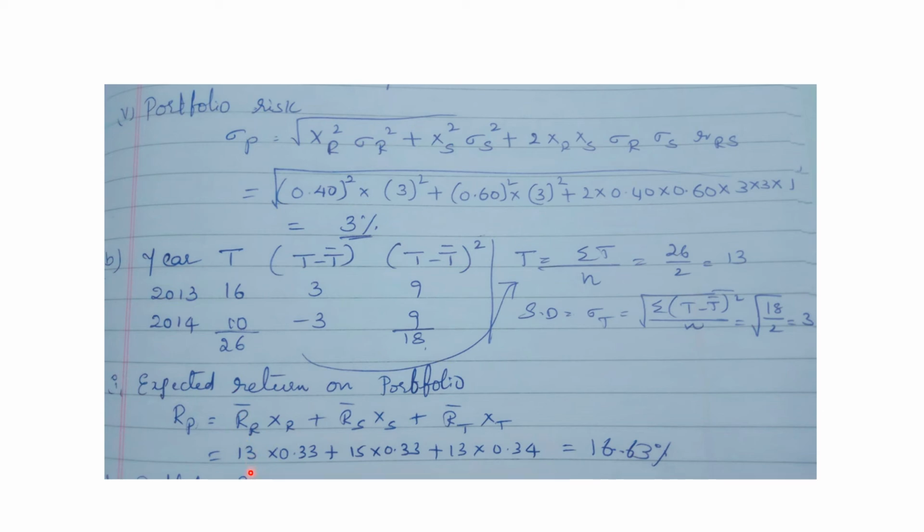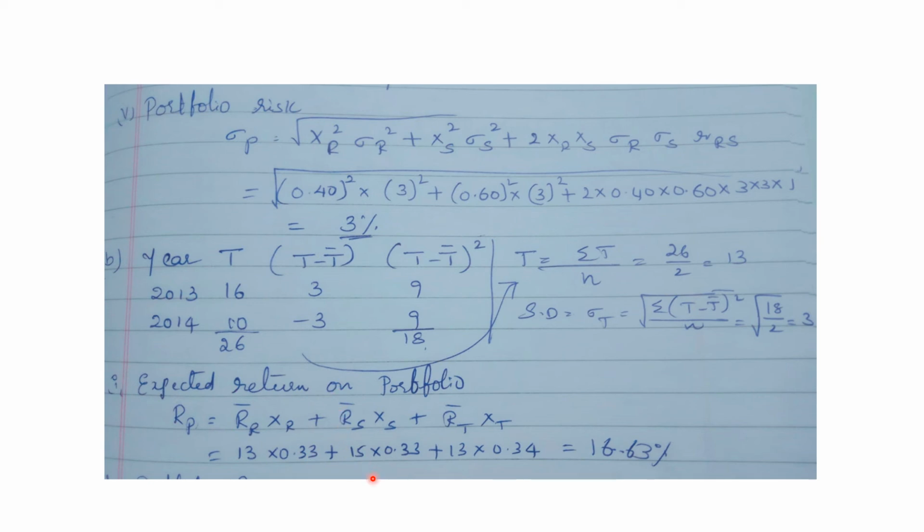R bar R is nothing but 13 into the weight of R. Here you have to take it in equal proportions. So if you take 100%, then for 3 it is 0.33, 0.33, then 0.34. Based on that, we are dividing the proportions for 3 securities.